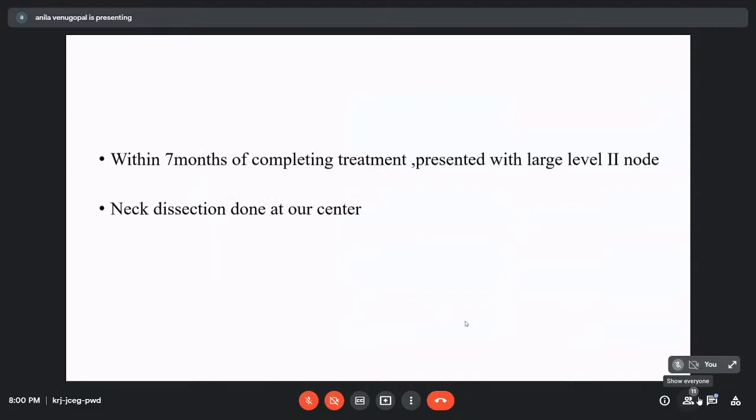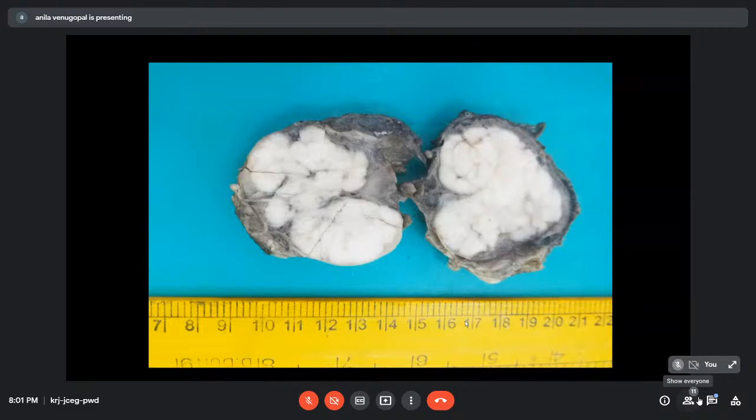But what happened was, within 7 months of completing treatment, the patient developed a large, quite significant level 2 node. He was referred to our center, and neck dissection was done at our center. This was highly unlikely for a nasopharyngeal carcinoma to relapse or to present with a metastasis within 7 months of completing treatment. So let us see. This was the node that we received, quite a large node, not completely, but almost replaced by this metastasis.